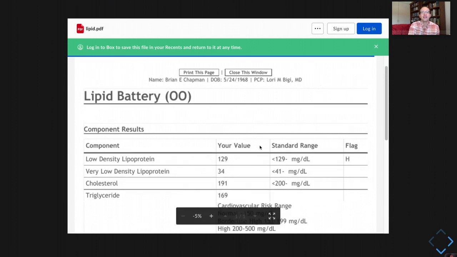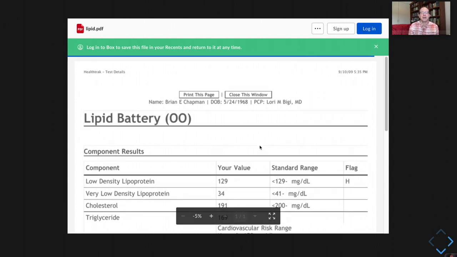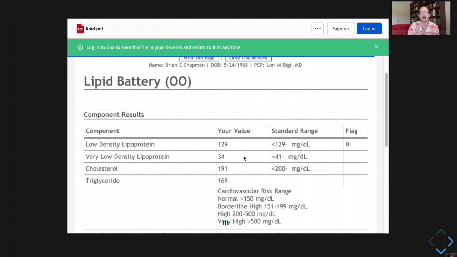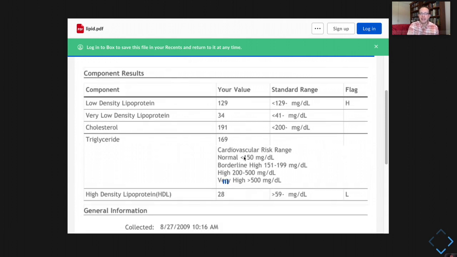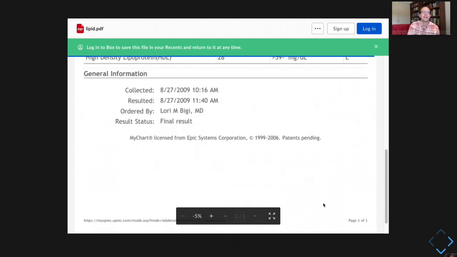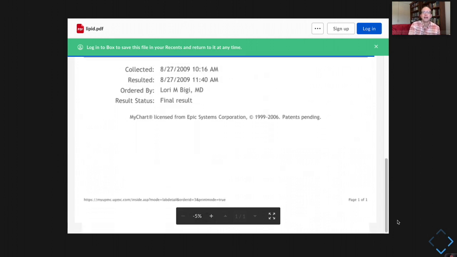And here's the actual test that I posted up to the students. You see it's very bland. I have a little bit of low density lipoprotein, but there's nothing particularly invasive or exposing much about myself with this test. And you see the date and my physician and other entities being listed.